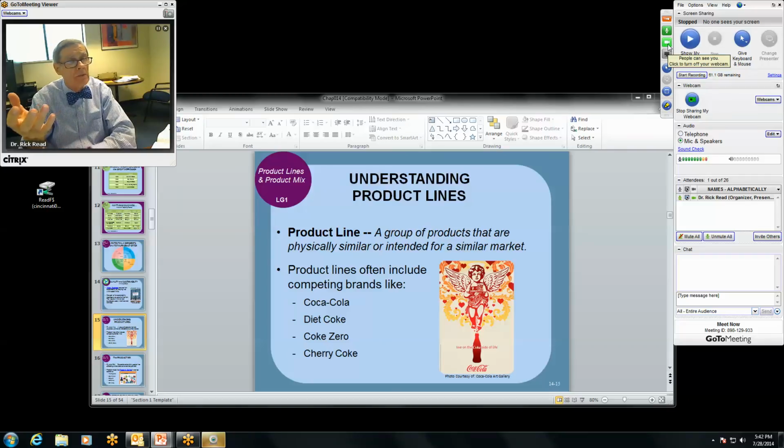Now, this is what we're talking about here. It's known as a product line, which is a number of products. It uses the term group here, that are found in the product line, and they're all similar in some fashion. Here you have things like Coke, Diet Coke, Coke Zero, Cherry Coke, all varieties of Coke, and they're all intended for a similar type of market.